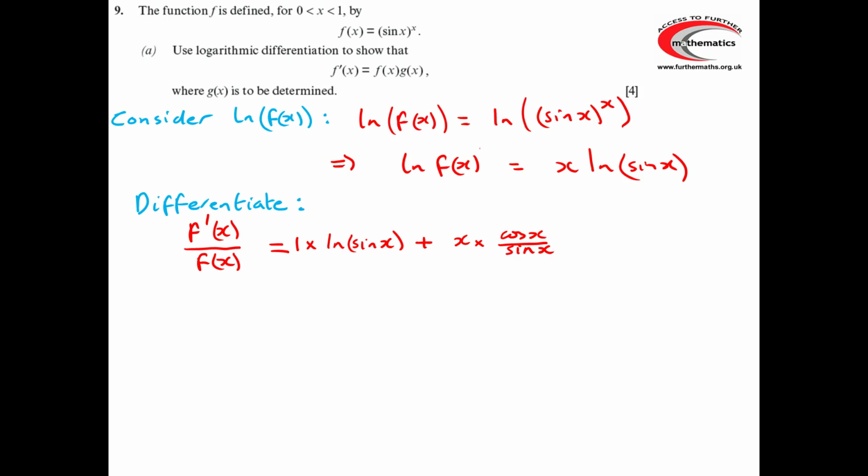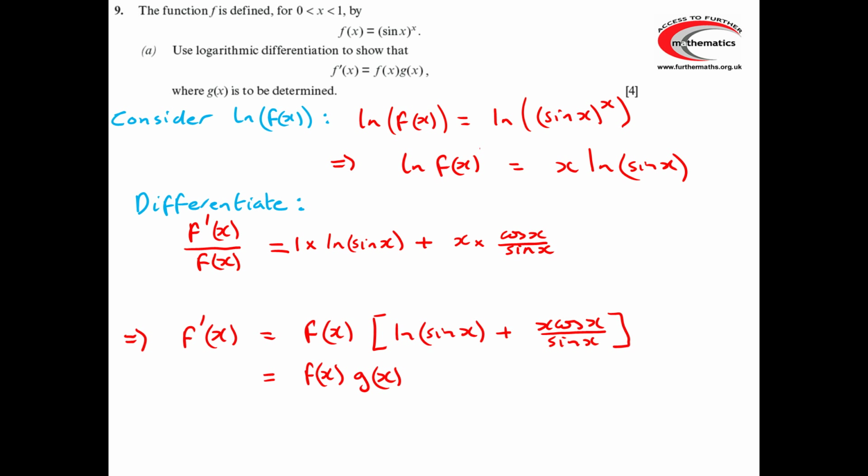Well, we're aiming to find f dash x. So at this stage we can simply multiply through by f of x. So we've got f dash x is f of x times the logarithm of sine x plus x cos x over sine x. In other words, we have shown that f dash x is equal to f of x times g of x, where g of x is the logarithm of sine x plus x times cos x over sine x.